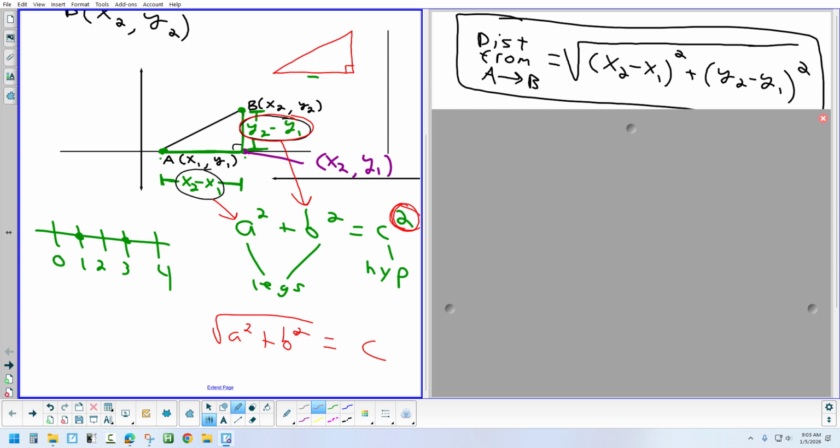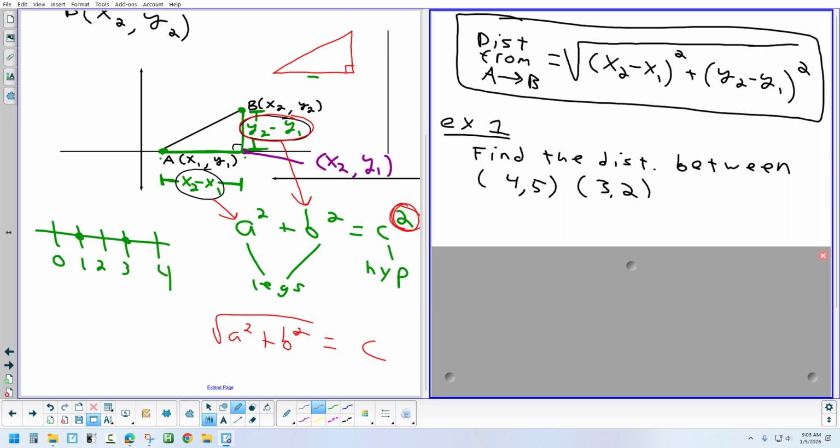All right, let's try an example. So the way it'll work is they'll give you 2 points, and then they'll ask you to find the distance between them. Okay, if you have trouble with the distance formula, my suggestion would be to label each one of these numbers with one of the 4 labels up above, so you know which one goes where.